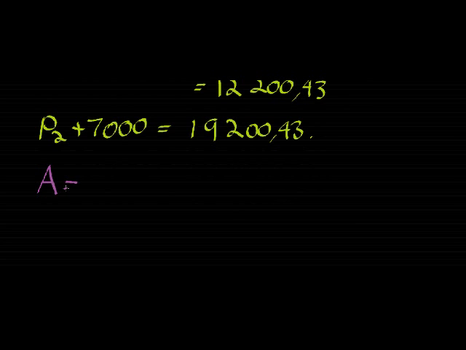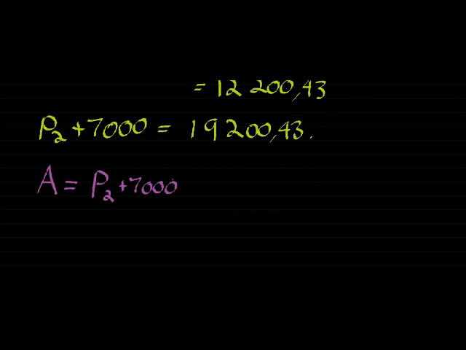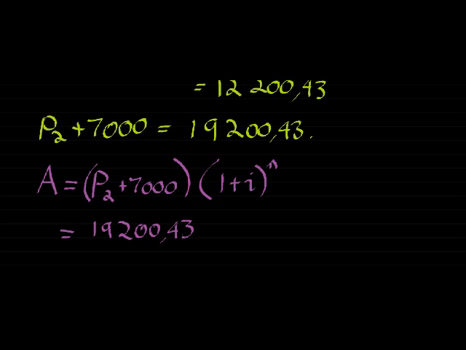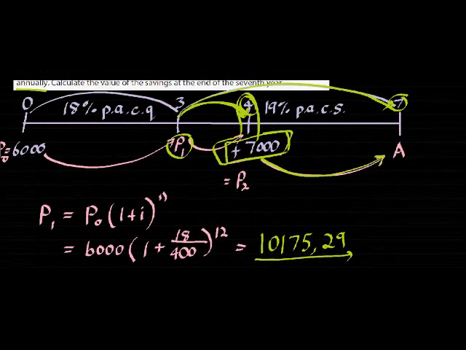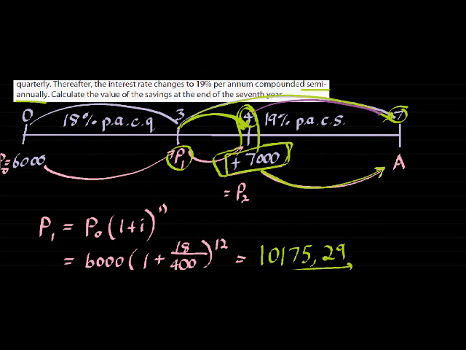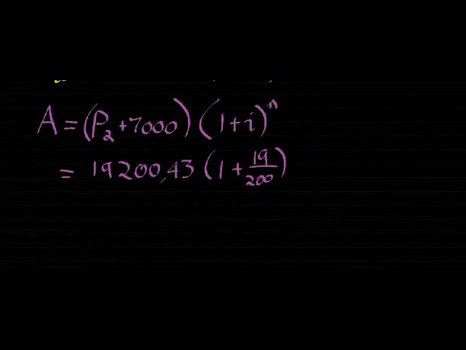A is equal to, maybe not P2, let's say P2 plus 7,000, which I already calculated, times (1 plus i) to the power of n. I worked this out, that's 19,200.43. That is invested at 19% compounded semi-annually for how many years? 3 years, but n does not represent years. n represents the number of times I get interest. I get interest twice a year, which means in 3 years I'll get it 6 times.